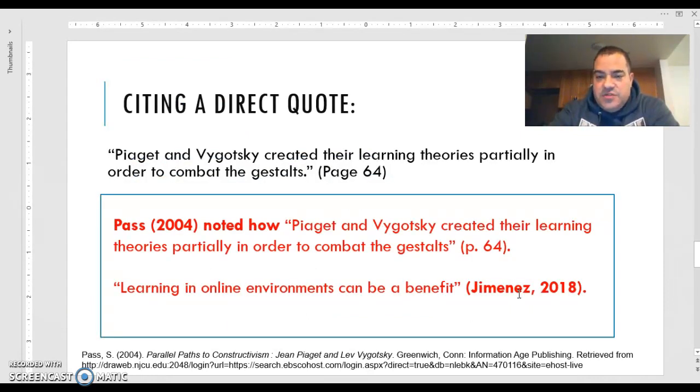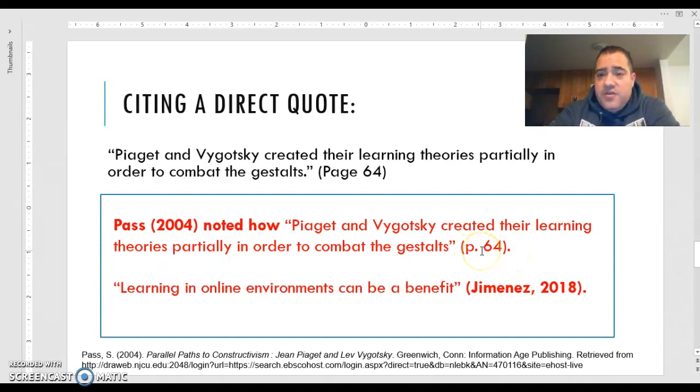When it comes to page numbers, the only time I should see page numbers in this case is when there's a direct quote. Now, this first example here that I put in red, Past 2004: note how Piaget and Vygotsky created their learning theories partially in order to combat the Gestalts. That's a direct quote. And notice that in this case, I have Past 2004 as part of my signal phrase, and at the end of the sentence, again, notice the quotes are at the end of the last word, followed by the citation with the period at the end.